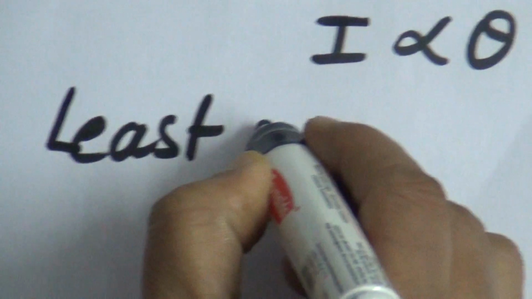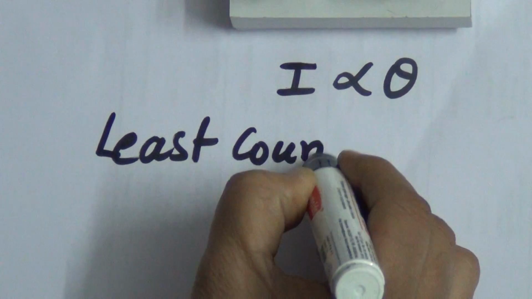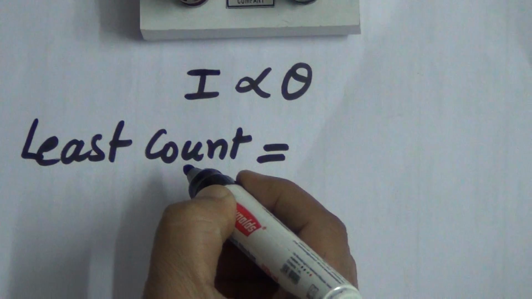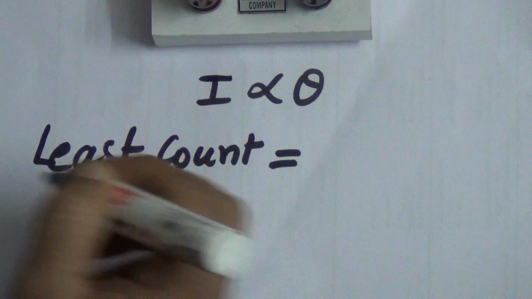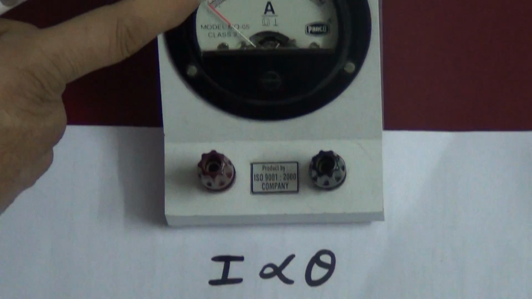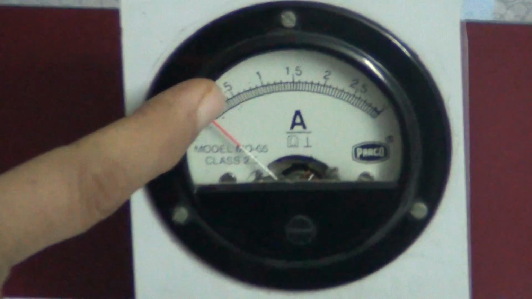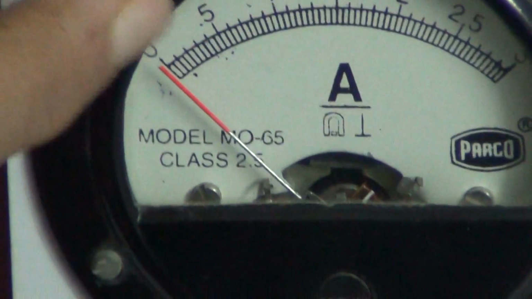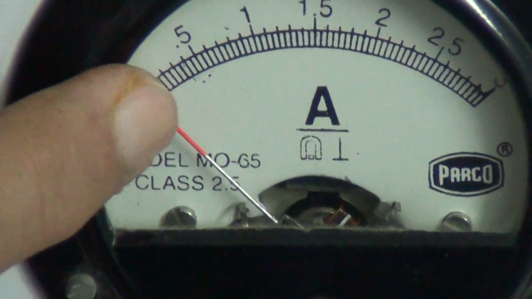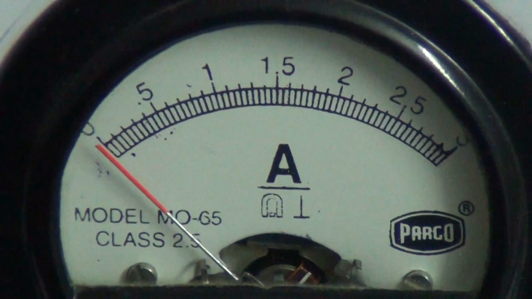How to calculate least count? Least count is the minimum measurement which can be done by any instrument. So just go to the big part. There are so many big parts. Choose any one big part. This is showing 0.5 and there are a number of divisions. Count the number of divisions.